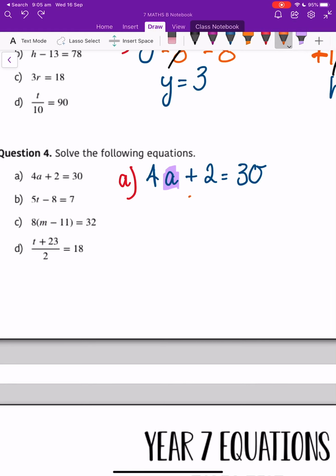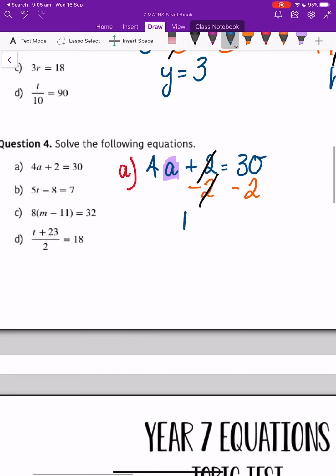Okay, so we do that by subtracting 2 to both sides, because subtracting 2 is the opposite of adding 2. Cross this out on the left-hand side. 4A equals 28, 30 take away 2, which gives you 28. Now, currently our A is being multiplied by 4, so the opposite of multiplying by 4 is to divide by 4. So let's divide by 4 to both sides. On the left, I can cross out my 4's. A equals 28 divided by 4, that's just 7. Okay, that's your final answer.